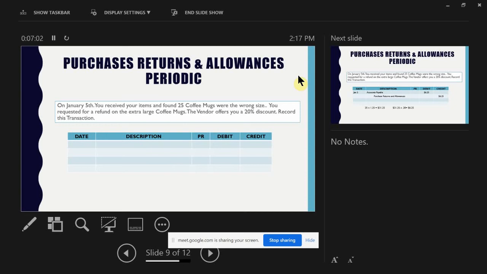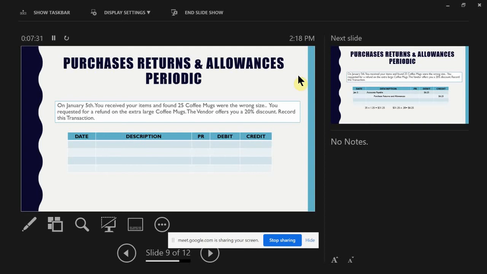Okay? Now, in this case, they offered you a 20% discount off of the 25 mugs that they originally sold to you, but they were the wrong size, okay? So remember that you're not going to be discounted off of the entire bill. You're only going to be discounted off of the portion that was incorrect, the order that was incorrect. So in this case, I'm only looking at my 25 mugs, okay?